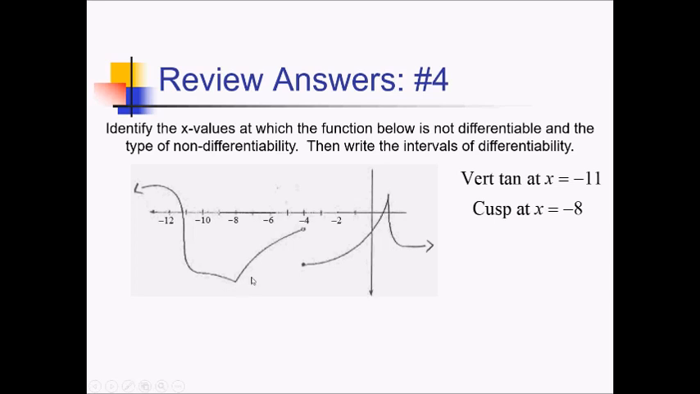All right, let's keep on moving now. Over here we have a discontinuity at x equals negative 4. If a function is not continuous at an x value, it's not differentiable. And at long last, we have another cusp at x equals 1.